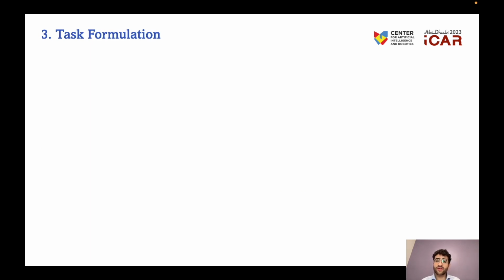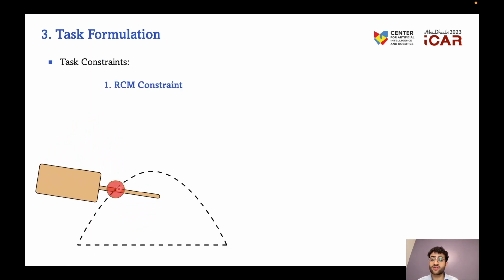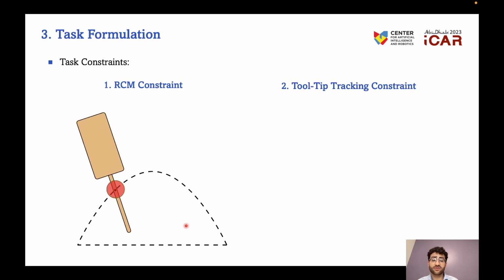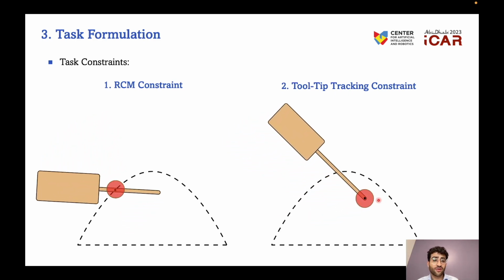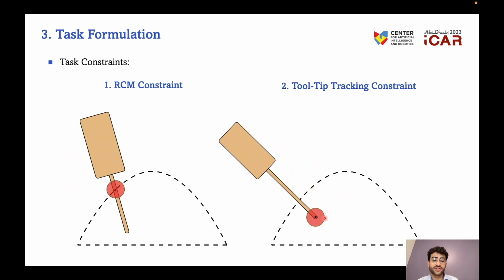To create this framework, the first step would be to formulate the tasks that we have. The first being the RCM constraint task, where we're always trying to pass through that RCM point regardless of our position in the patient's body. And the second being the tooltip tracking constraint, where we're always trying to follow the desired trajectory of the tooltip position.